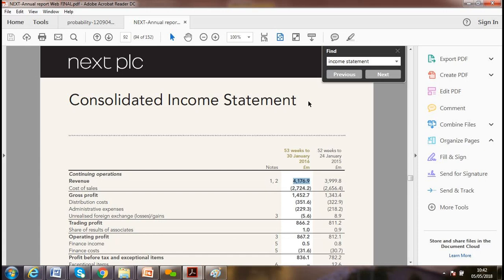Let's do the difference between cost of sales last year and this year. They too have increased. The difference is 67.8. If you want to see it as a percentage, divide this figure by the base year figure, 2656.4, and multiply by 100, and you can find what percent the increase is from last year to this year.